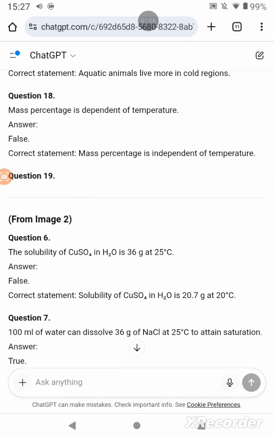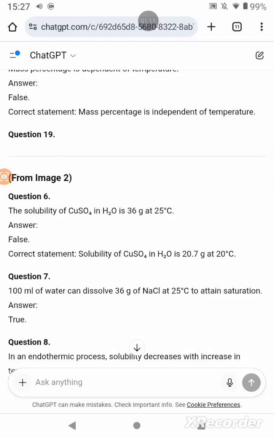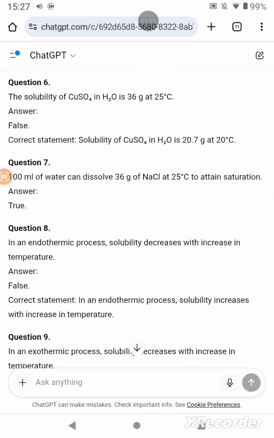Question 18. Mass percentage is dependent on temperature. Answer: False. Correct statement: Mass percentage is independent of temperature. Question 19. The solubility of CuSO4 in H2O is 36 grams at 25 degrees Celsius. Answer: False. Correct statement: Solubility of CuSO4 in H2O is 20.7 grams at 20 degrees Celsius. Question 20.